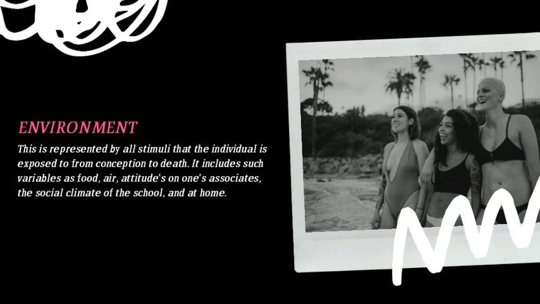Environment. This is represented by all stimuli that the individual is exposed to from conception to death. It includes such variables as food, air, attitude of one's associates, and social climate of the school and at home. People or children coming from different communities differ in their values and manners. How we are raised and educated by our parents is another determinant. Like begets like. It means what a child observes in his environment or in his own home, he may be able to apply to his or her own life and will eventually affect the learning process.